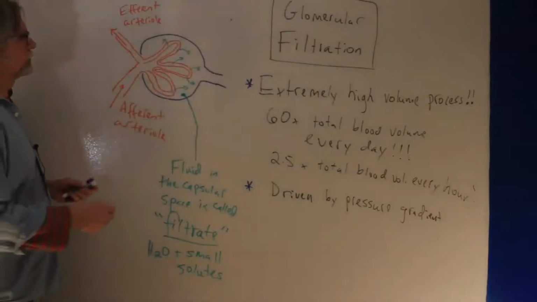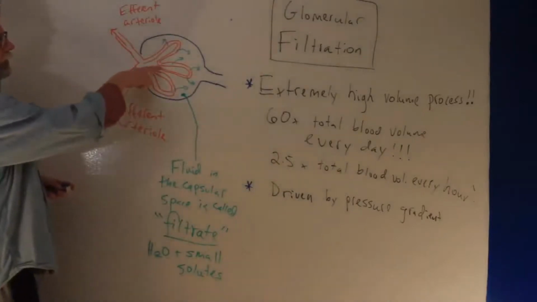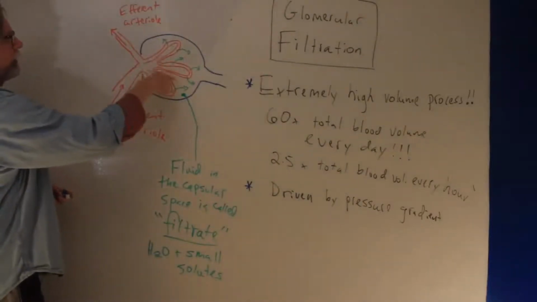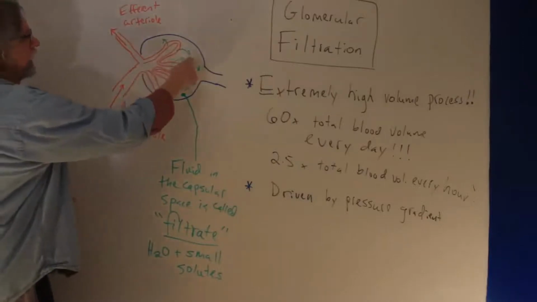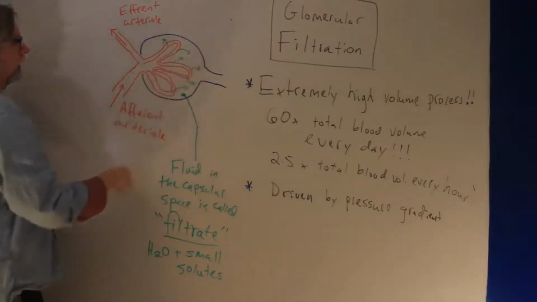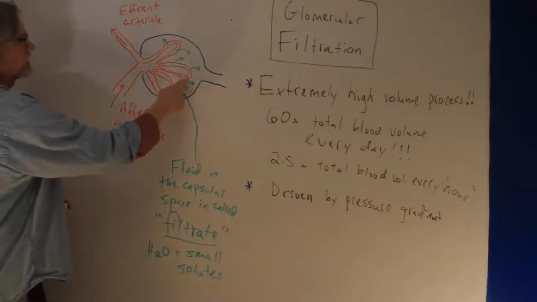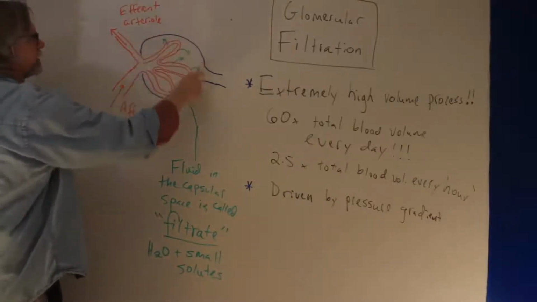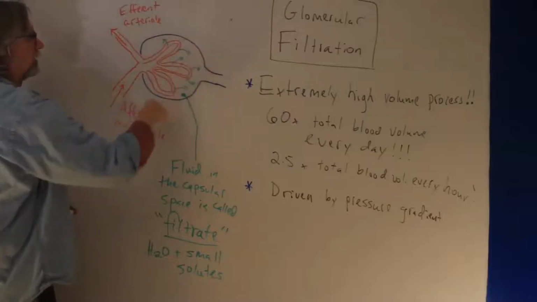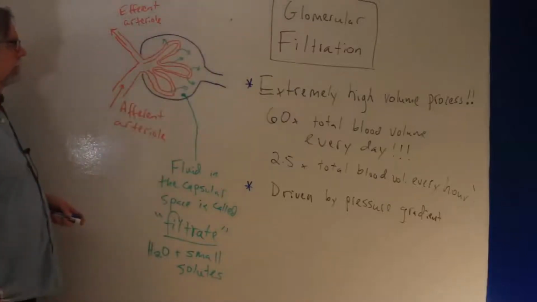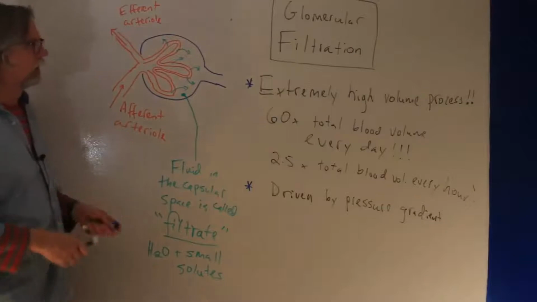Glomerular filtration is movement of fluid out of the glomerular capillaries into the capsular space. Okay, so out of the blood into this space just outside of the capillaries that's inside the wall of the glomerular capsule. Okay, that's the first thing.